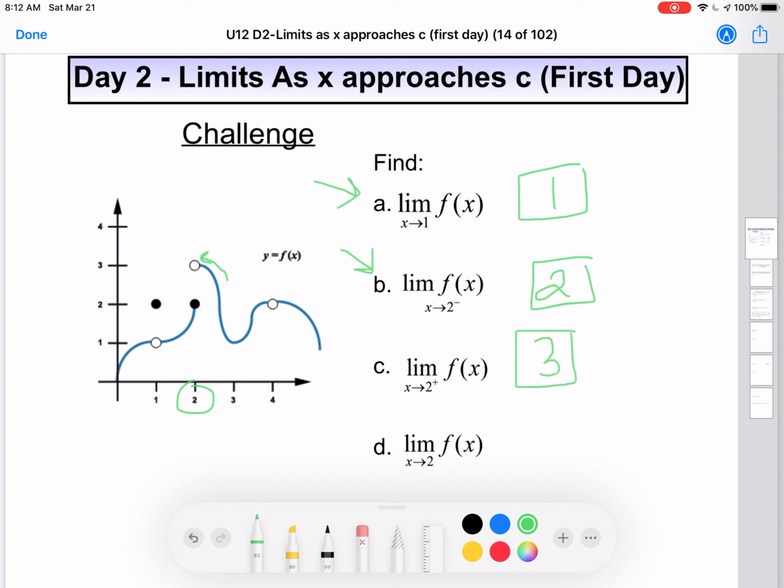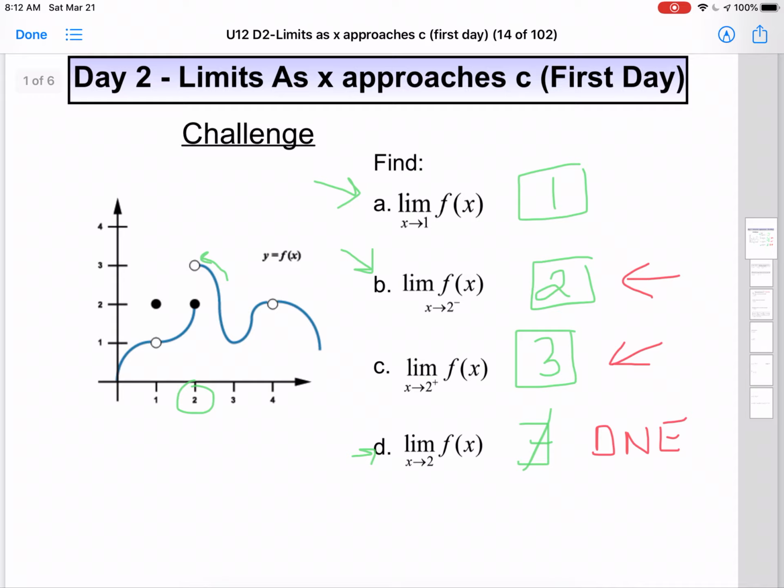So hopefully now you notice that the next question says the limit as x approaches 2. This does not exist because I got different values when I approached from the left and when I approached from the right. So we can use the symbol, or you can say does not exist. And that's just a little recap of what we did last time. Okay, so now we're going to find the limits when we don't have a graph.